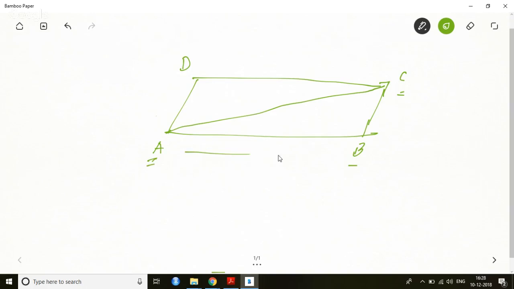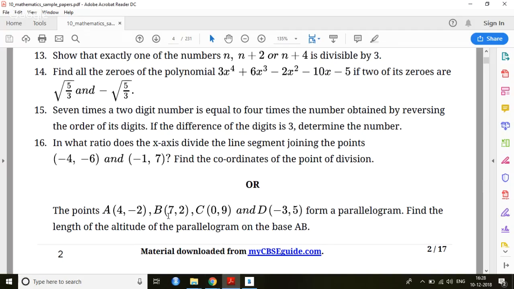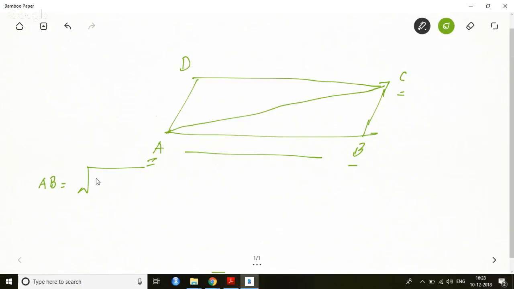So I know the length of AB. Let me find out the length of AB. It would be equal to the square root of (7 minus 4) square plus (2 minus minus 2, which is 2 plus 2) square. So this is 3 square plus 4 square, which is equal to 5. So this AB is 5.